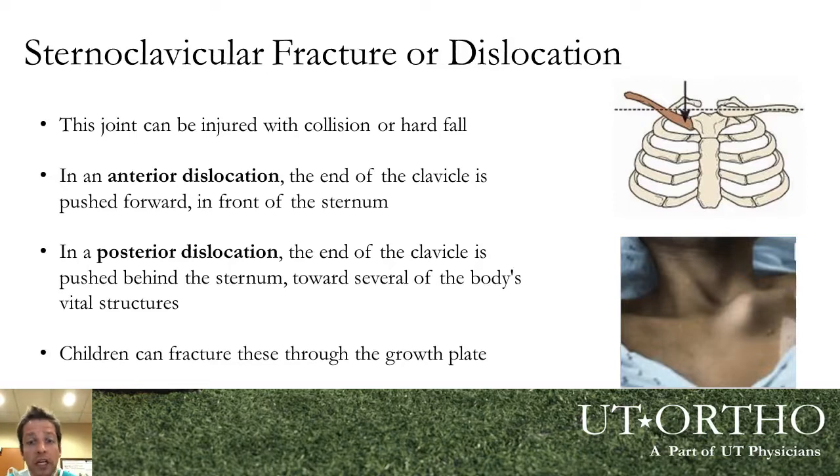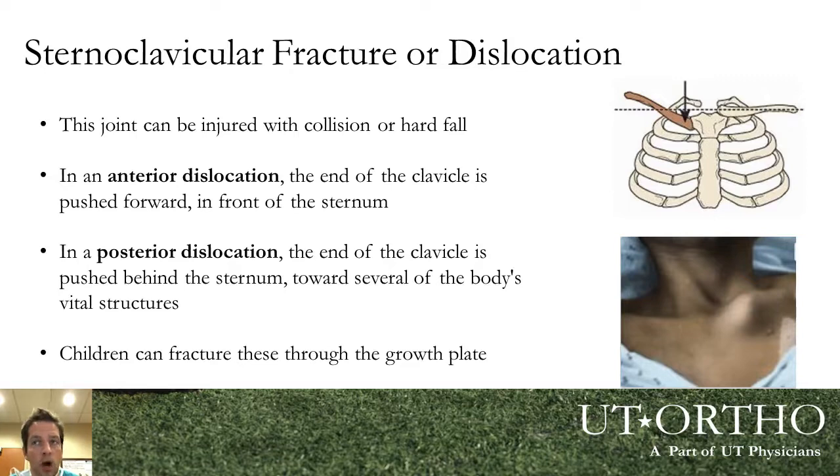Tyreek Hill, when they played the Jacksonville Jaguars last fall, had one of these and was out for about 4 weeks. So there are two different ways that this can go. If you look at the slide on the right, you can see that patient's left clavicle is sticking out front. The sternoclavicular joint is dislocated anteriorly, and so anterior is forward, posterior is backwards. So that is easily identifiable.